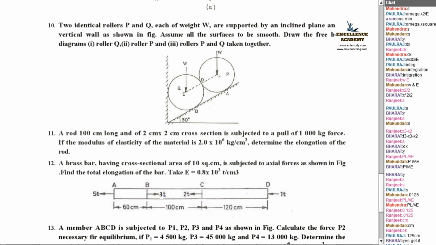Shall we move to the 12th question? A brass bar having cross-section area of 10 square centimeter is subjected to axial force as shown in the figure. Find the elongation of the bar. Take E equal to 0.8 into 10 raised to 3.